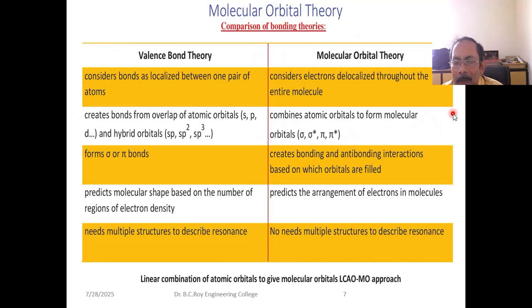But in the valence bond theory only the atomic orbitals are present, and we are considering the overlap between the atomic orbitals, but there is no complete formation of molecular orbitals. That is the basic concept, the main difference.